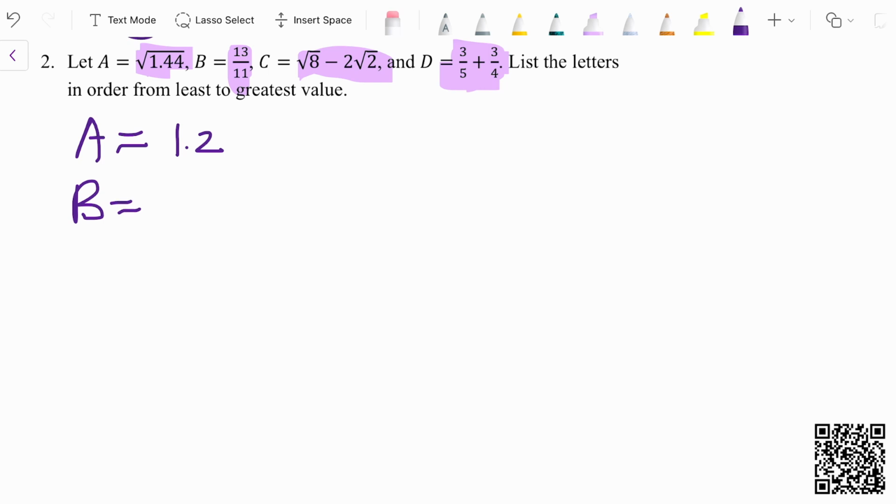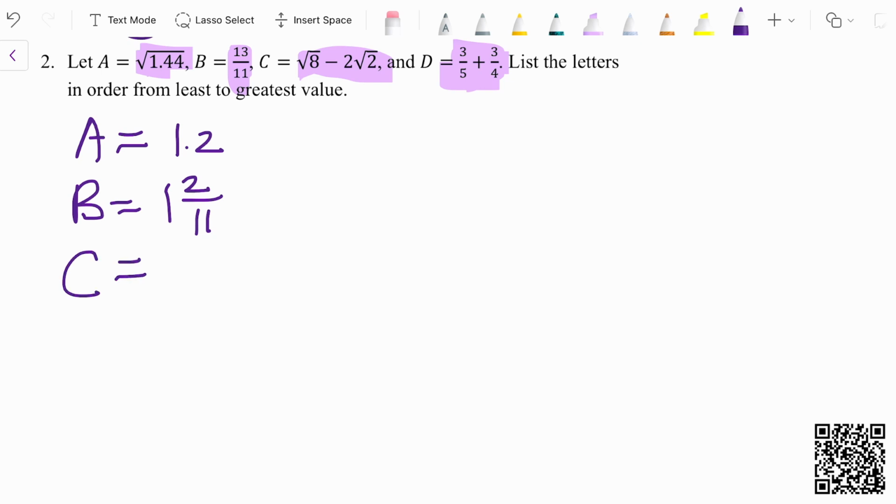B is 13 over 11, which you can then write as 1 and 2 elevenths, which is less than 1 and 2 tenths, which is equivalent to 1.2. So B is less than A. So far A is first and B is second because we've only done 2, but you know.